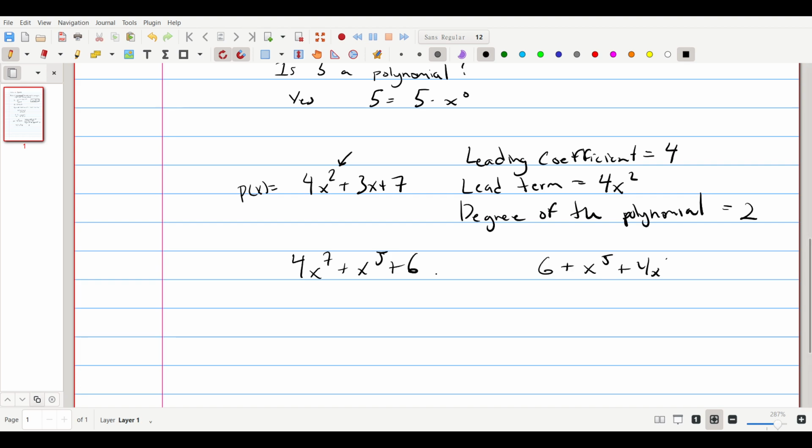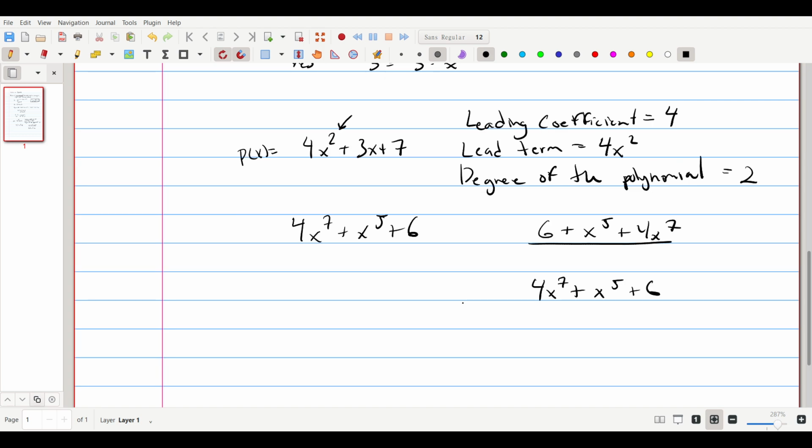Now, you may see problems where the polynomial is given to you like this and they ask you what the leading term is. It's not this one, right? We have to rewrite it so that it's in order of the powers before we can accurately assess what the leading term is, what the leading coefficient is, and what the degree of the polynomial is. So it's not just the order it's given to us, and we need to rewrite it in descending powers of x.